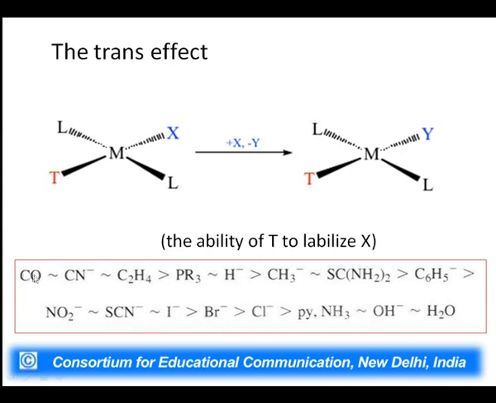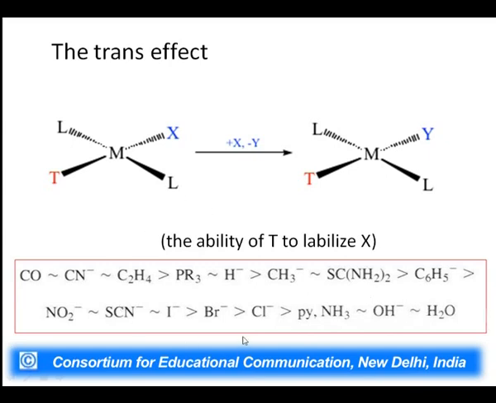It is found that CO, which is approximately CN, C2H4, are approximately of the same level of trans effect, and have more trans effect than trialkyl phosphine, which is equivalent to hydride ions, which is more than methyl group, then thiourea, phenyl group, nitro group, isothiocyanate, iodide, bromide, chloride, pyridine, ammonia, hydroxide and water.